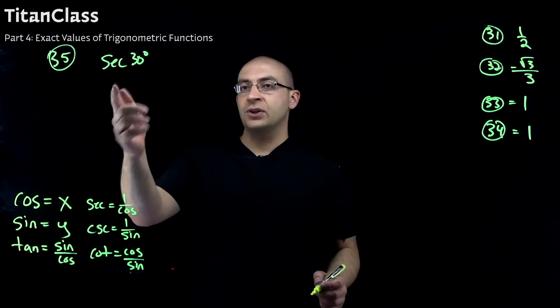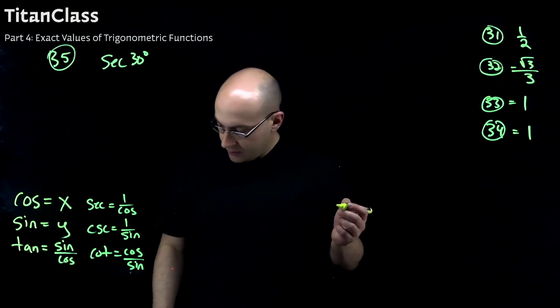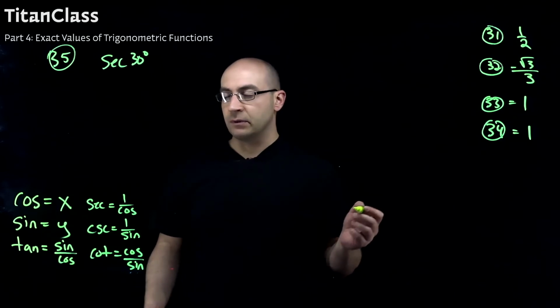So, if I know what the cosine value is at 30, I'm looking good. So, the cosine value at 30 degrees is root 3 over 2. Another one of those root 3 over 2 deals.